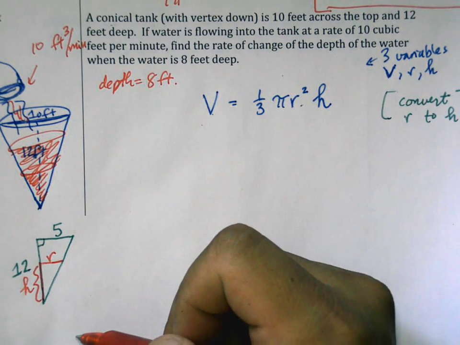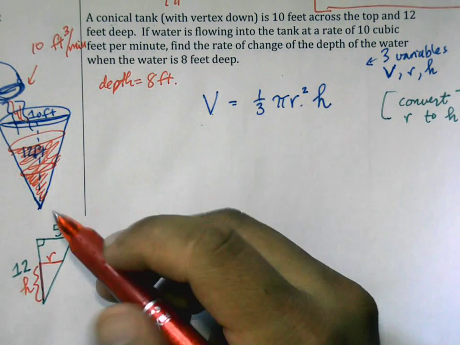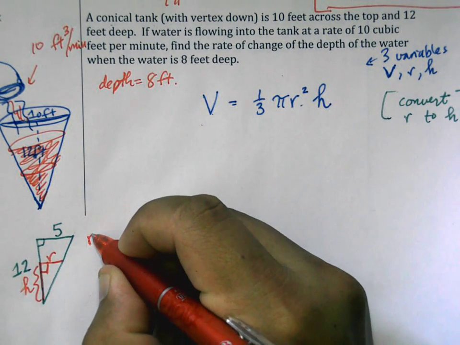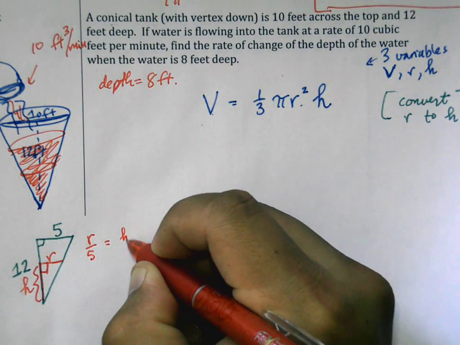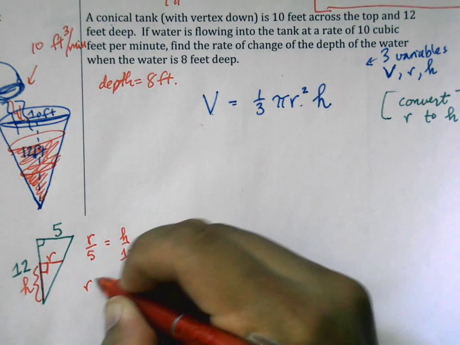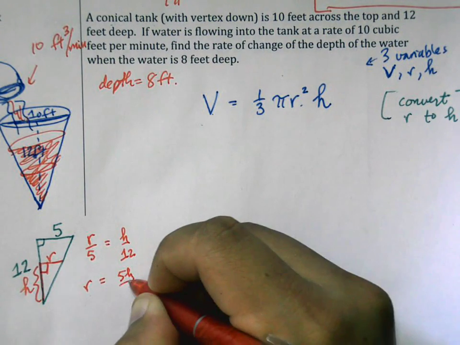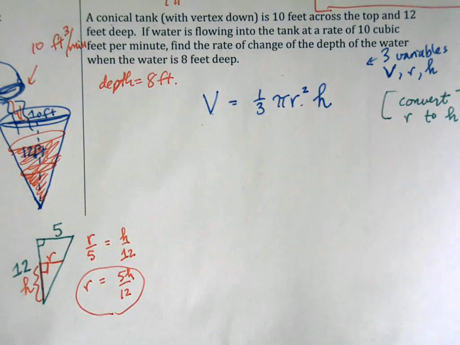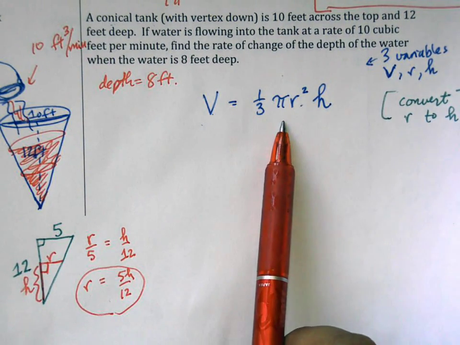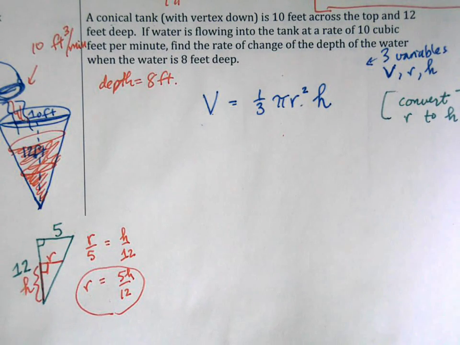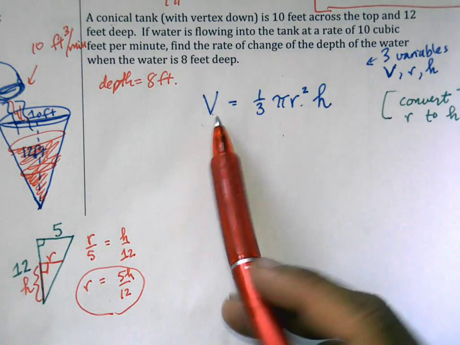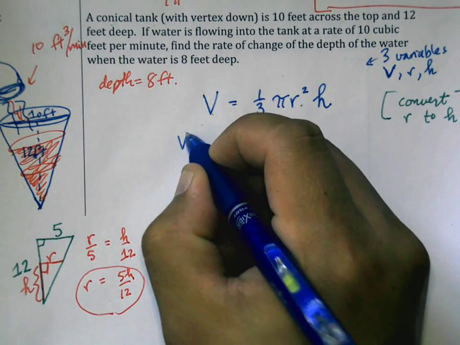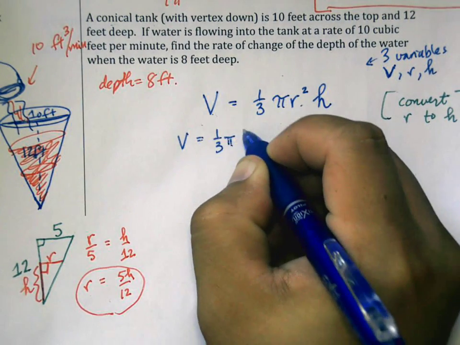Now we want to create some sort of relation between H and R, and we can just use similar triangles. You can see here that R over 5 is equal to H over 12, so R is equal to 5H over 12. This little fact is going to make our lives a lot easier because we can substitute it into the volume formula and reduce this problem down to just two variables, one using the volume and the other using the height.